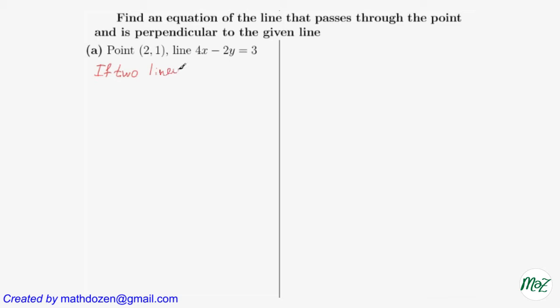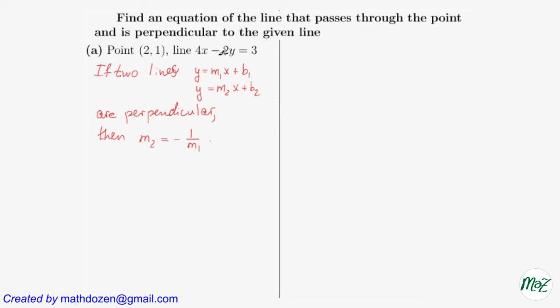If two lines y equals m1x plus b1 and y equals m2x plus b2 are perpendicular, then the slope of the second line is the negative reciprocal of the slope of the first line. That's the fact about the slopes of perpendicular lines.